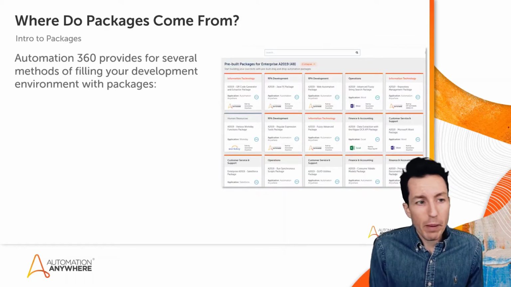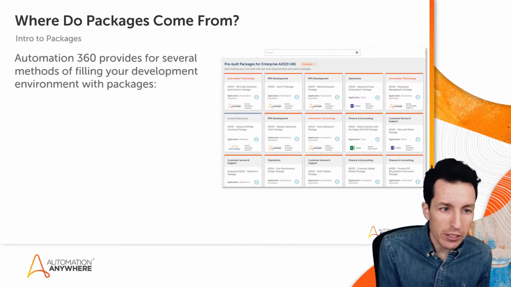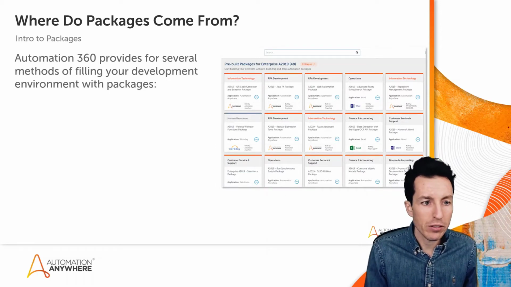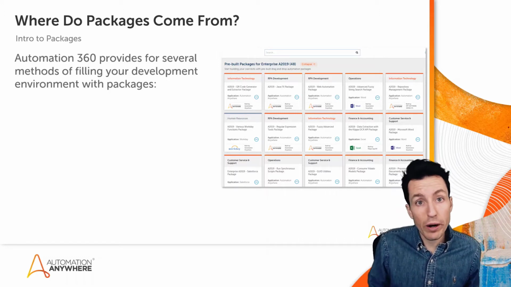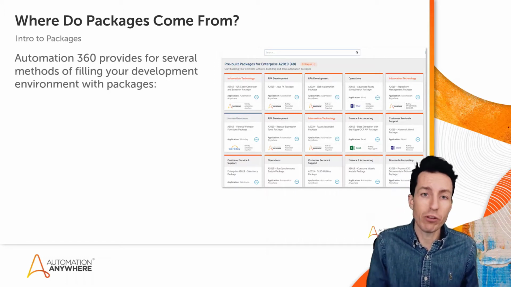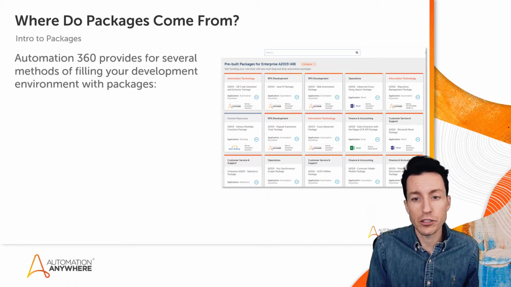Now, where do these packages come from? So with Automation 360, you have several different methods of getting packages into your development environment. And this is where things really start to separate from the version 10 or version 11 logic that we had before.